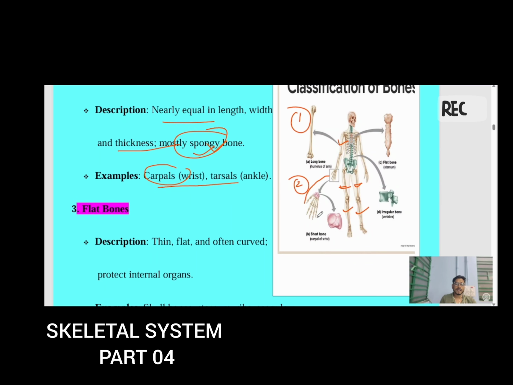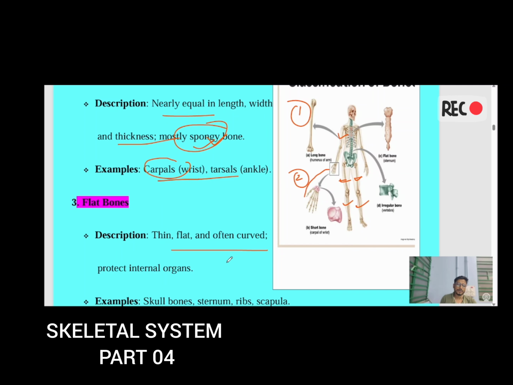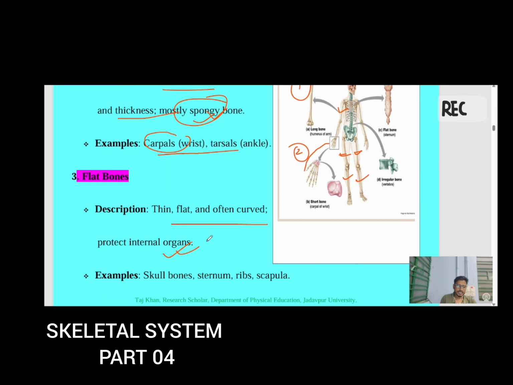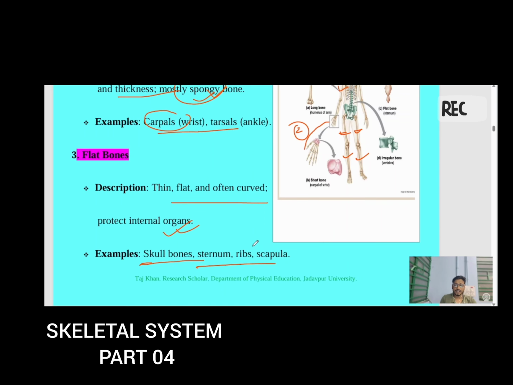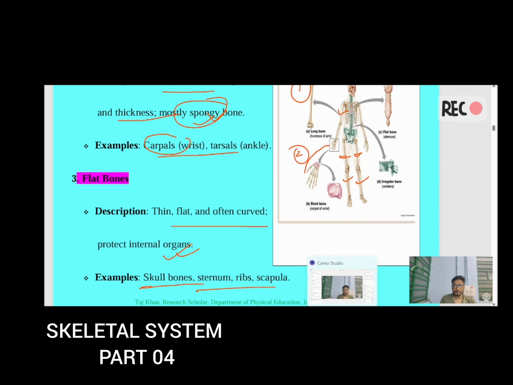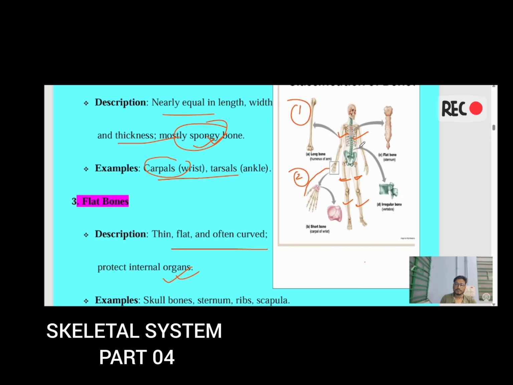Flat bones are thin, flat and often curved, and protect the internal organs. Examples of flat bones are the skull bones, sternum, ribs and scapula. The scapula is also known as the beauty bone of the bones.